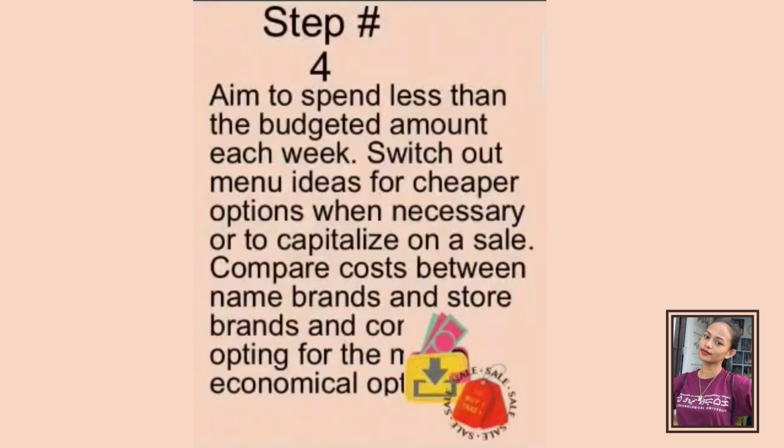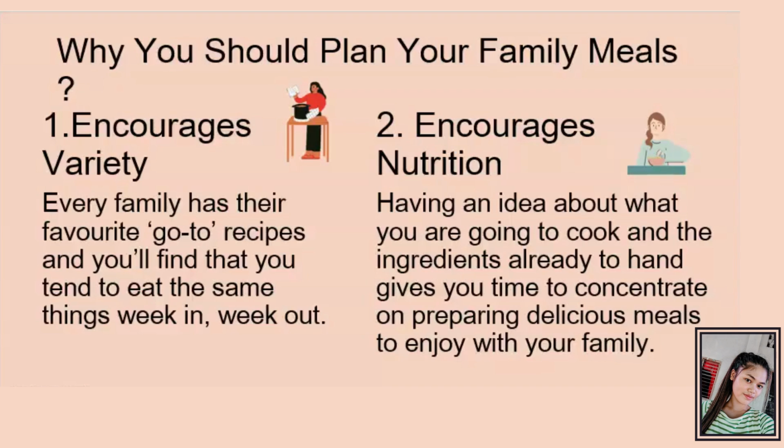Next is step 4. In step 4, we aim to spend less than the amount budgeted for the week. So we can switch the menu idea into much cheaper meal options. We can also change some ingredients into something that will make us save more. But we should always bear in mind the nutrients and the taste that will make our meal delicious. We can compare two brand names of the product or ingredients, or even the store, to see in which we can spend less.